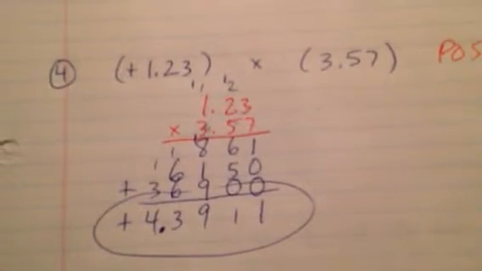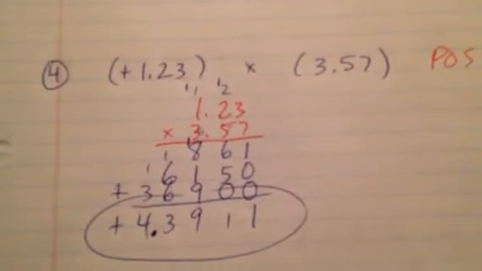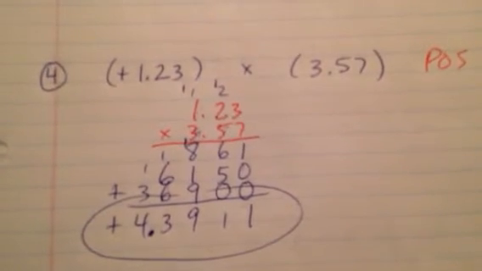And that is how you multiply decimals. A little quick, but it kind of gives you an idea of what we're doing. All right, hope that helps.